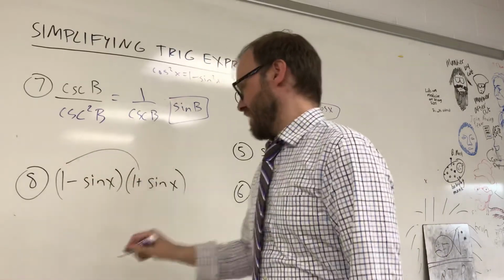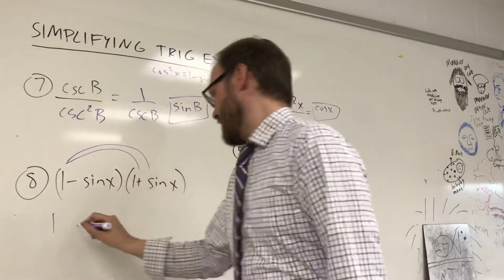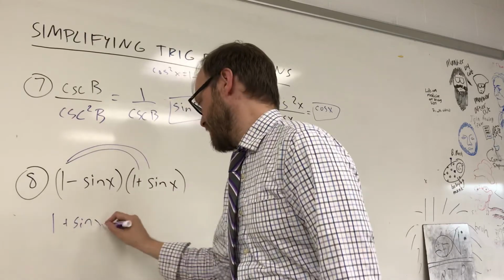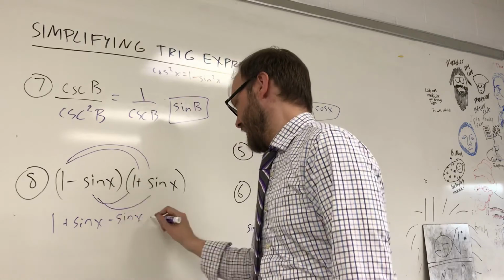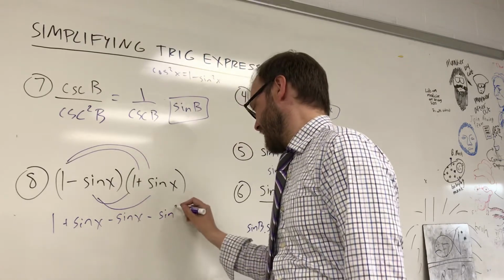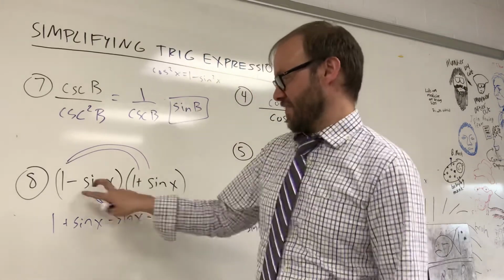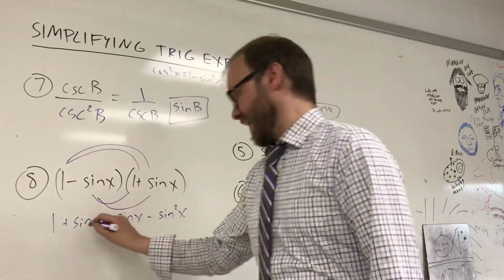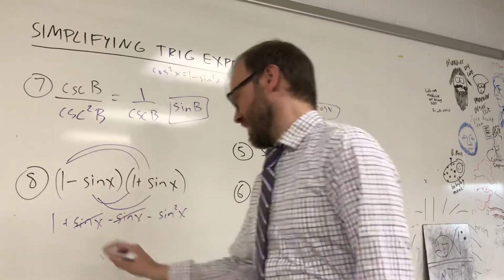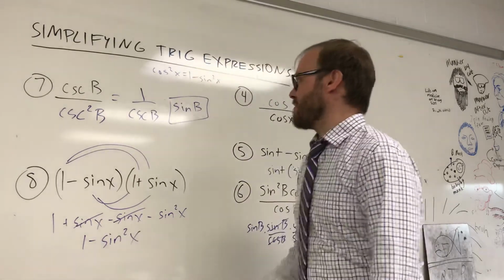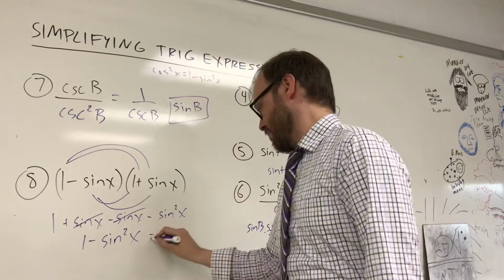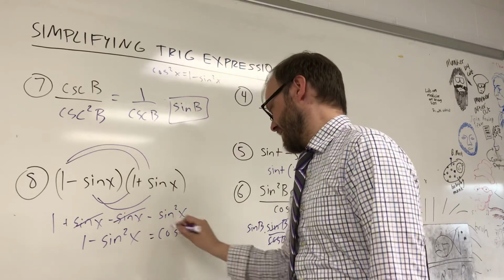Okay, last one. We've got parentheses here. Let's FOIL this out and see what we get. So 1 plus sine of x minus sine of x minus sine of x times sine of x, which is sine squared of x. Okay, notice it's a difference of squares pattern. Like differences of squares, we get those middle terms that cancel. I get a 1 minus sine squared of x. And remember that 1 minus sine squared of x is equal to the cosine squared of x.